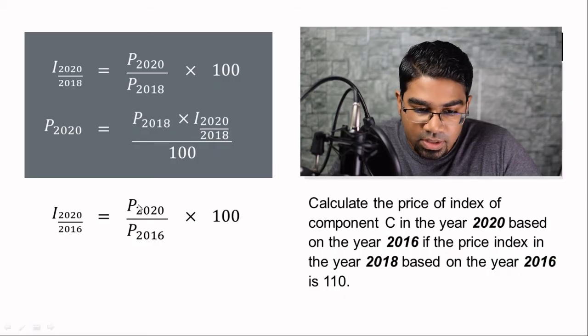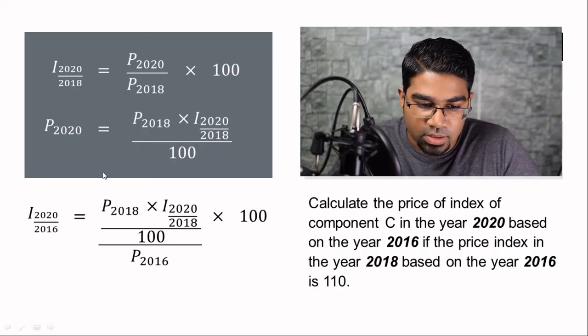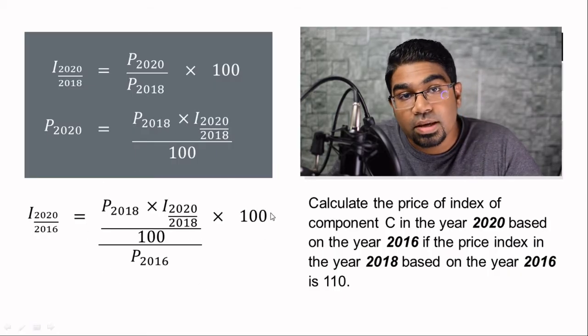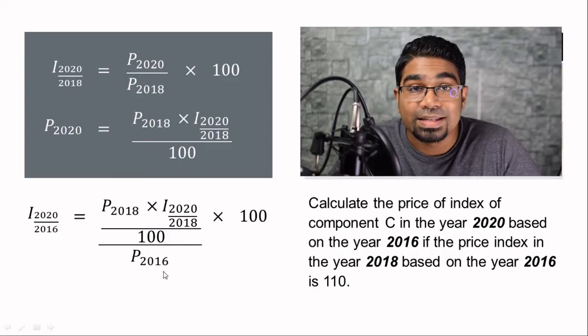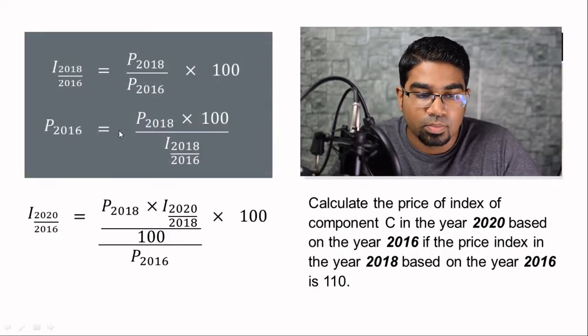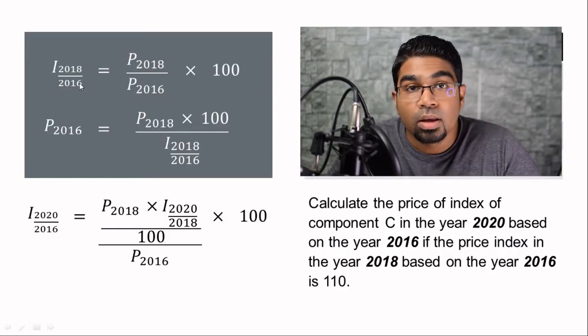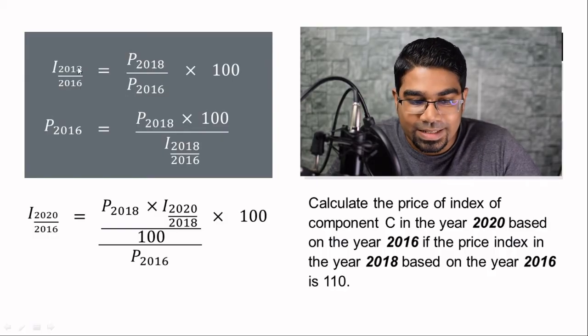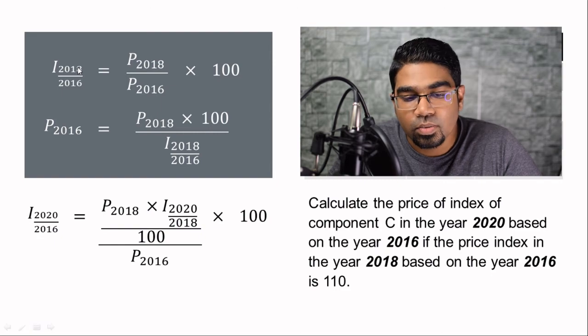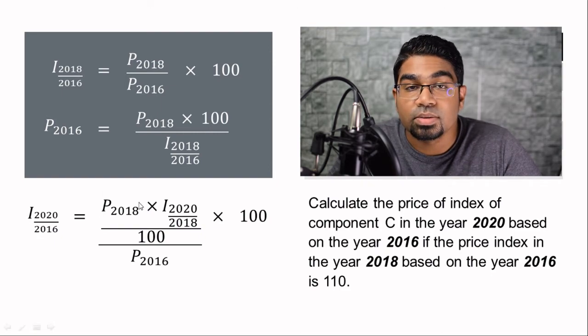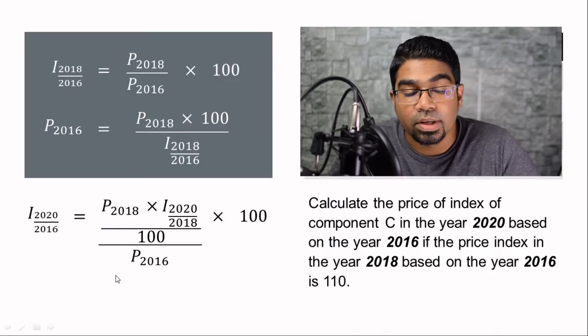So now let's substitute this value out. This is what we have. Now we do the same thing for the price in 2016 as well. So this is the formula for 2018 based on 2016. Why we choose 2018? As you can see later, we will cancel off the price of 2018. This is one more piece of information that we do not have, so we can cancel it out later on.